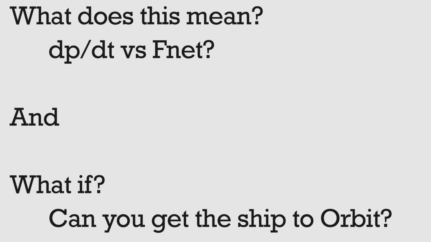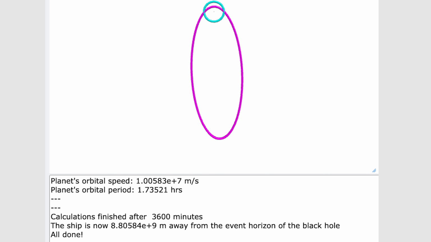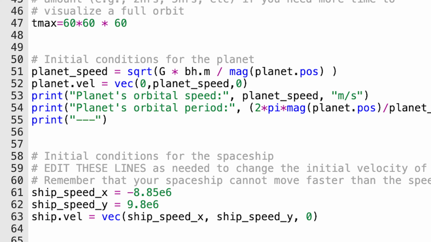Now for the what if, for the second part of this lab, we were tasked with finding an escape velocity that was less than the speed of light. Now we want a velocity that allows the ship to orbit the black hole without crashing into the planet. The values I found for this were -8.85 times 10 to the -6 meters per second in the x direction and 9.8 times 10 to the 6 in the y direction.